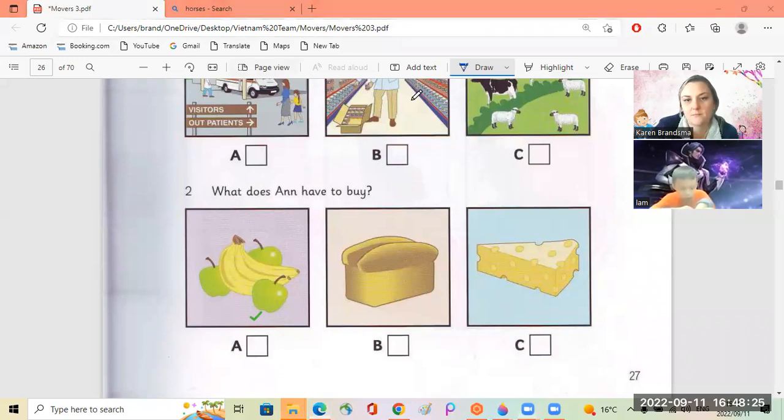Two. What does Anne have to buy? Can you go to the shop, please, Anne? All right, Mum. What do you want? Some bread? No, I've got that. We need some cheese for our sandwiches. Okay, what about fruit? No, there are some apples and bananas in the bowl.